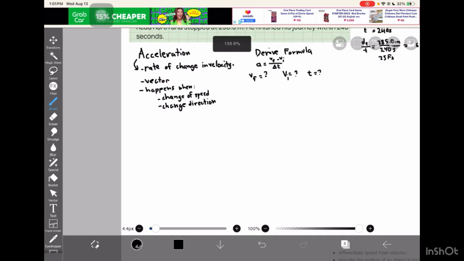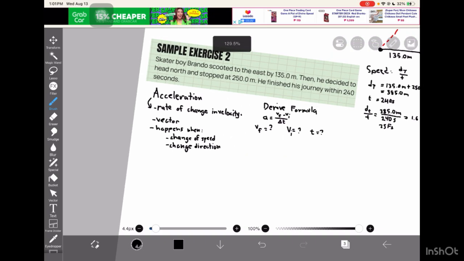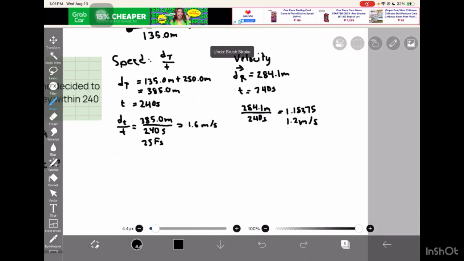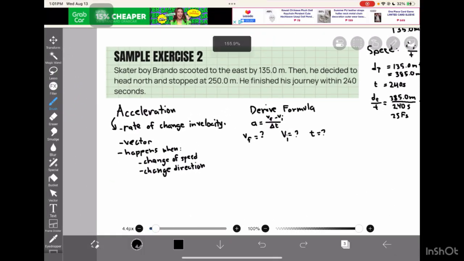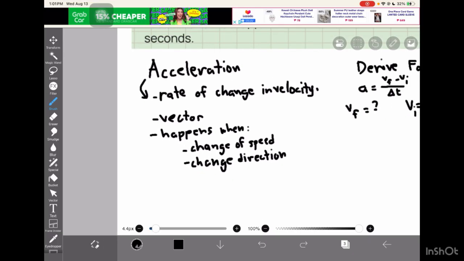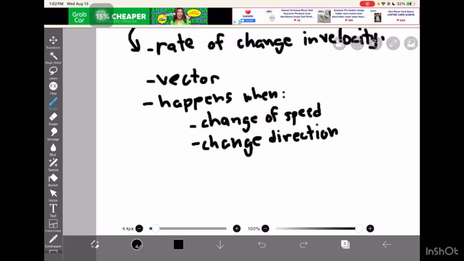Alright, so acceleration is the rate of change of velocity. So whenever this velocity changes, it's considered acceleration. This happens, and it's a vector quantity by the way, so we use north, south, east, and west. And it happens when there's a change of speed or a change of direction.